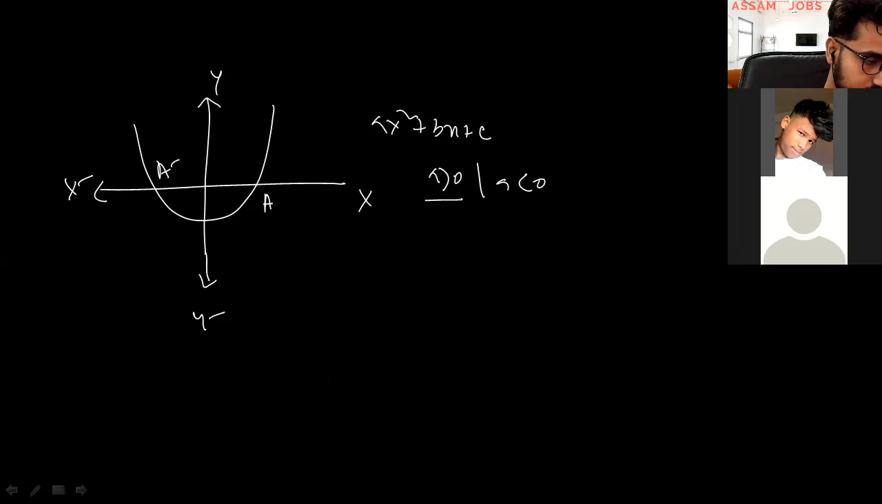Case 2, see the case 2. Here the graph cuts the x-axis at exactly 1 point, that is at 2 coincident points. So the 2 points A and A dash. So it is the case 2. Now see the case 3.